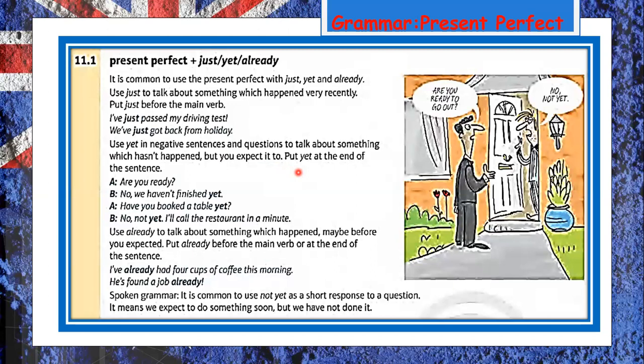When do we use already? We use already to talk about something which happened, maybe before you expected, but put already before the main verb or at the end of the sentence. Example, I've already had 4 cups of coffee this morning. He's found a job already. In spoken grammar, it is really common to use not yet as a short response to a question. It means we expect to do something soon, but we have not done it.